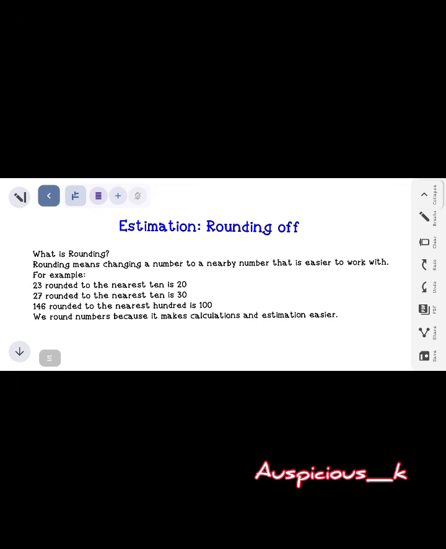But why do we have to round numbers? We round numbers because it makes calculation and estimation easier. Let me tell you a story.